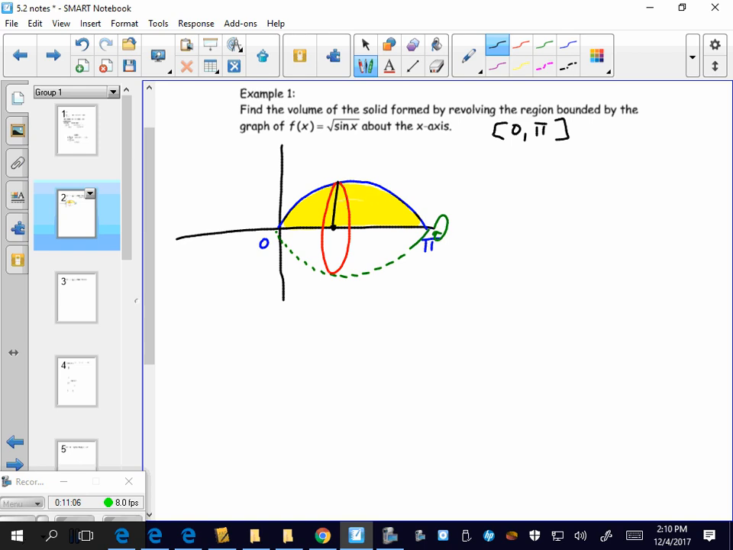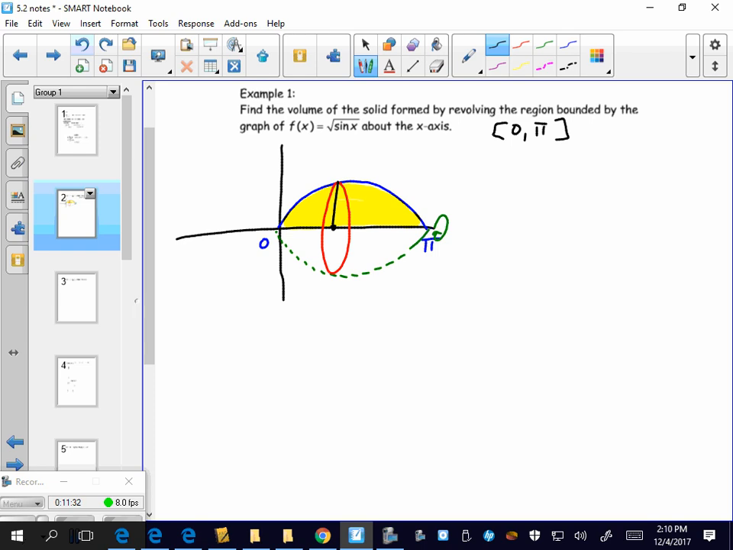Obviously, the further I go to the left and the further I go to the right, the circles' areas and the radii are going to change, because the radius here is much smaller than it was at the first one. The radius here is much bigger than the one I just drew. So the radii are going to be different sizes depending on where the circle is. But the radius is defined, in this case, by the function square root of sine of x.